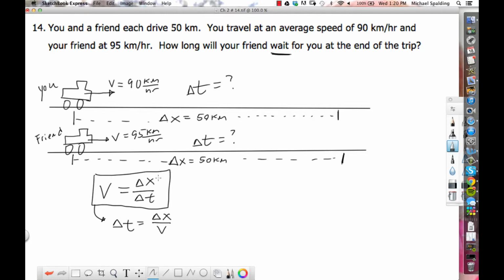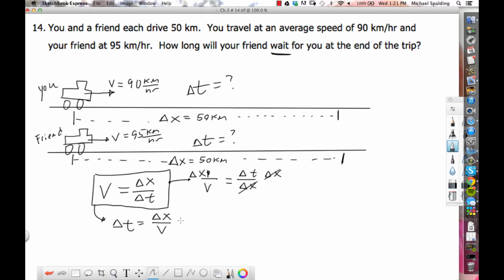And if you're like, what the heck? Here, I'll show you the algebra. I would start by flipping both sides. You're allowed to take an algebraic equation and flip both sides. So this is the same as 1 over v equals delta t over delta x. Just flip it. Then multiply both sides by delta x, and the delta x's cancel. And so t works out to be delta x over v.